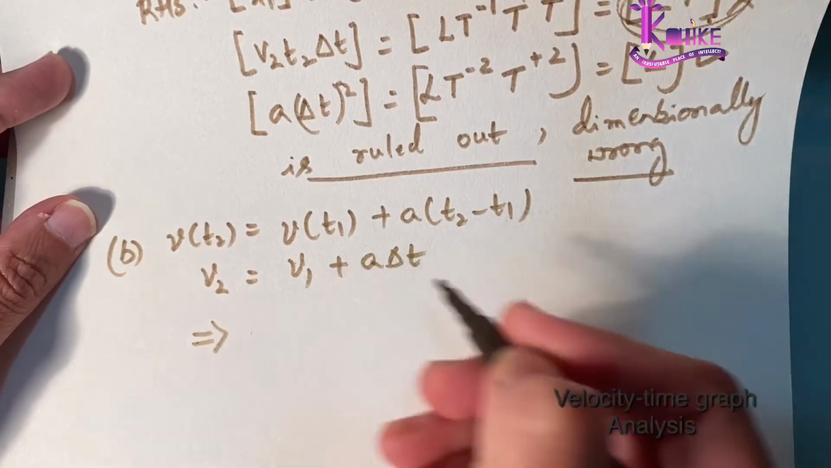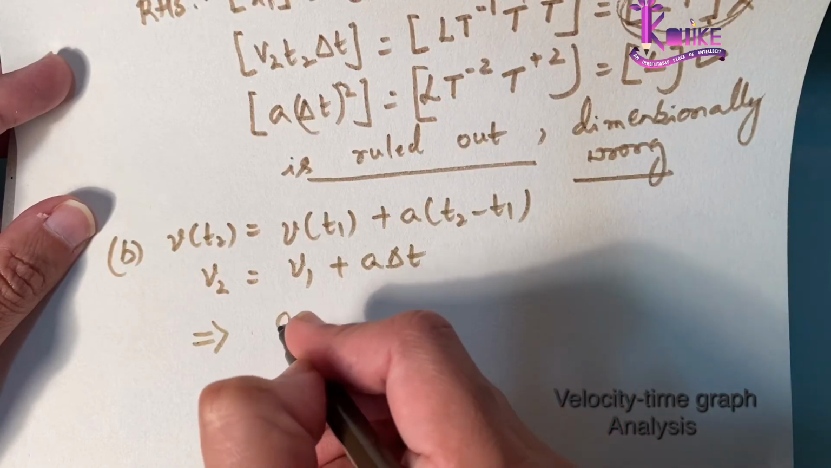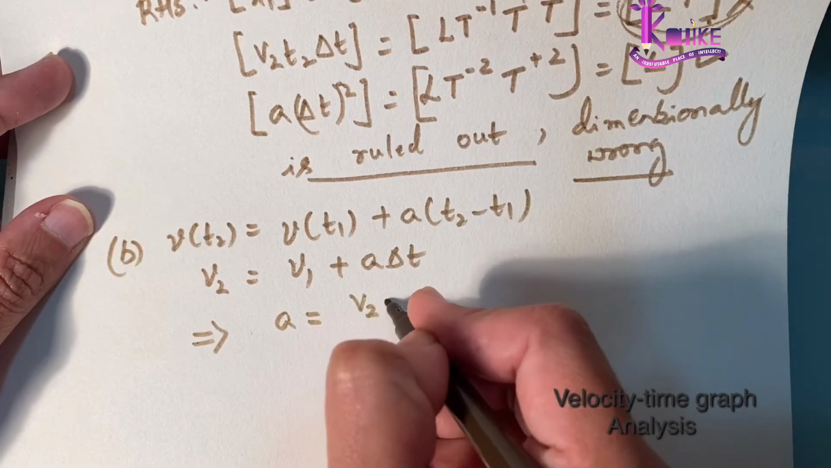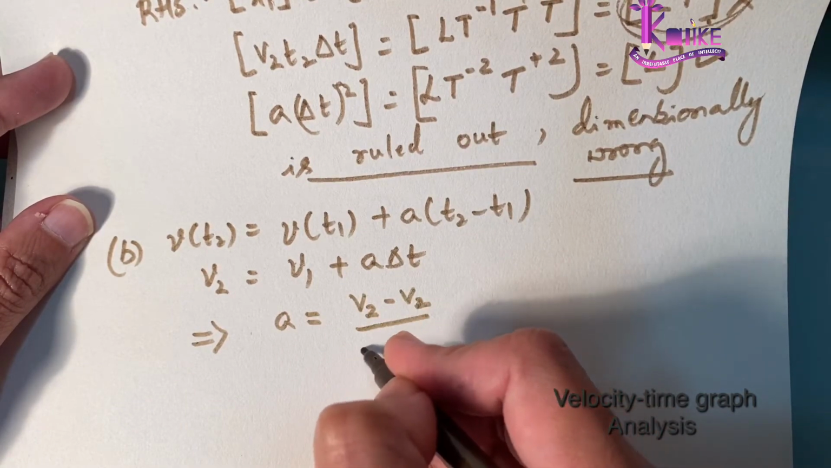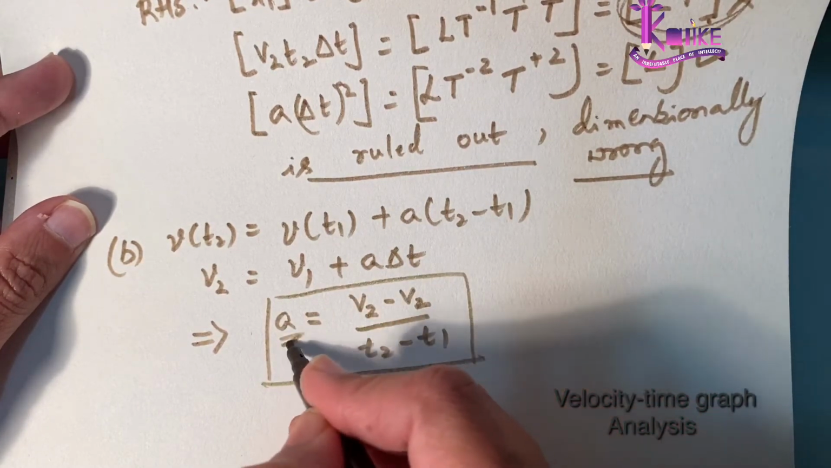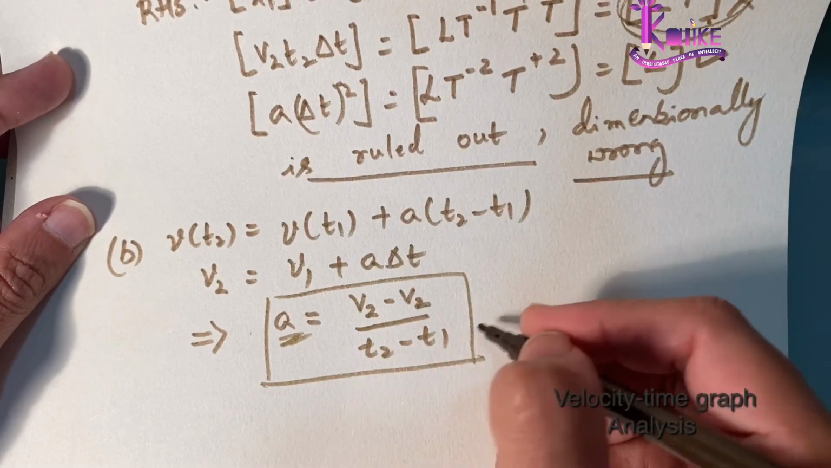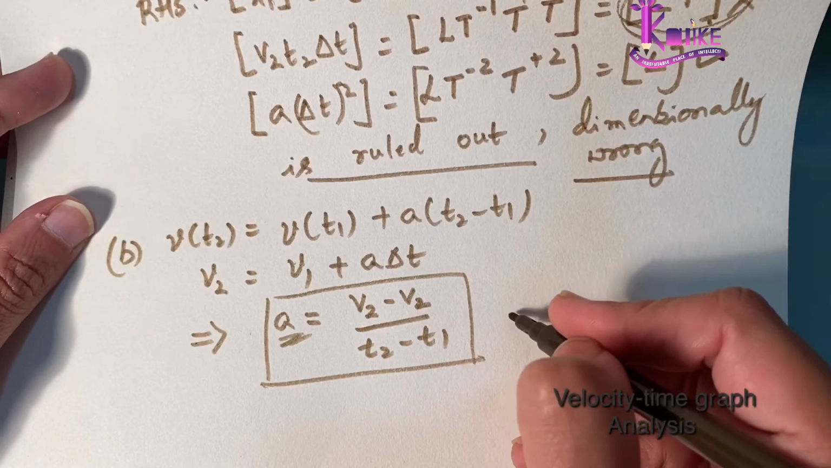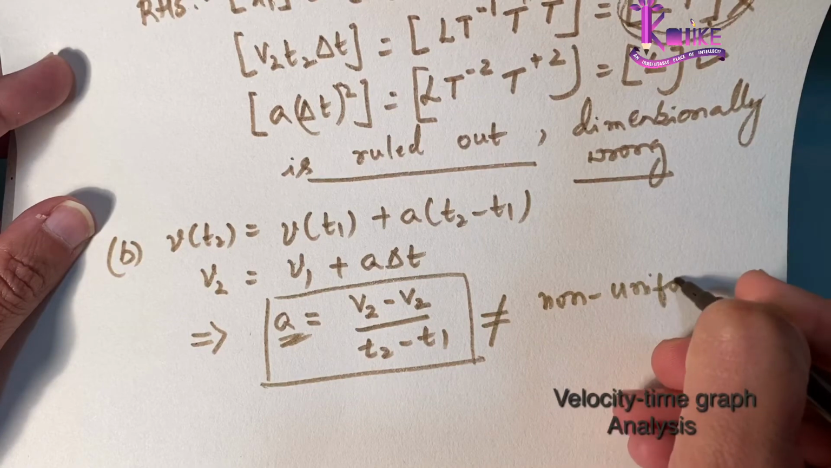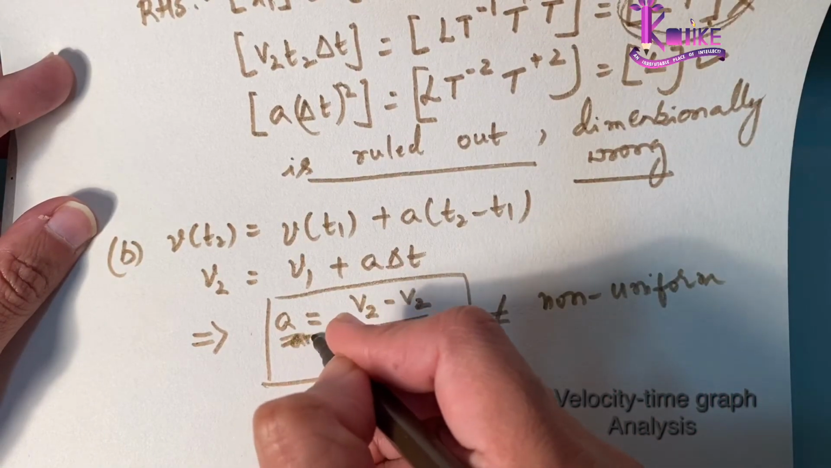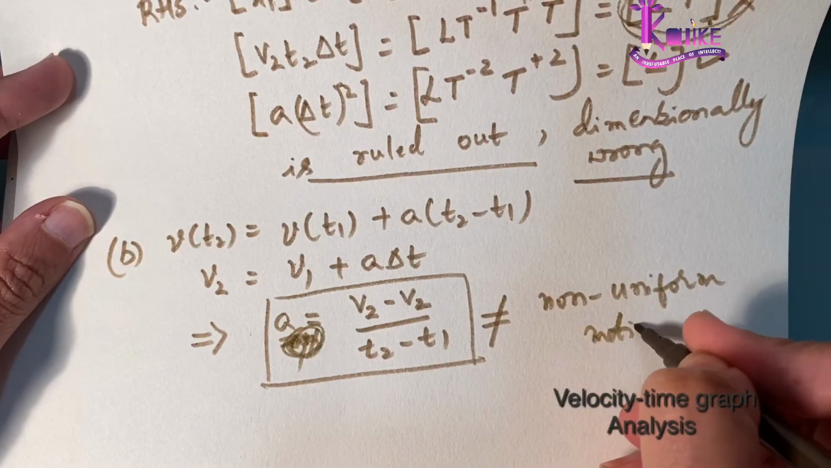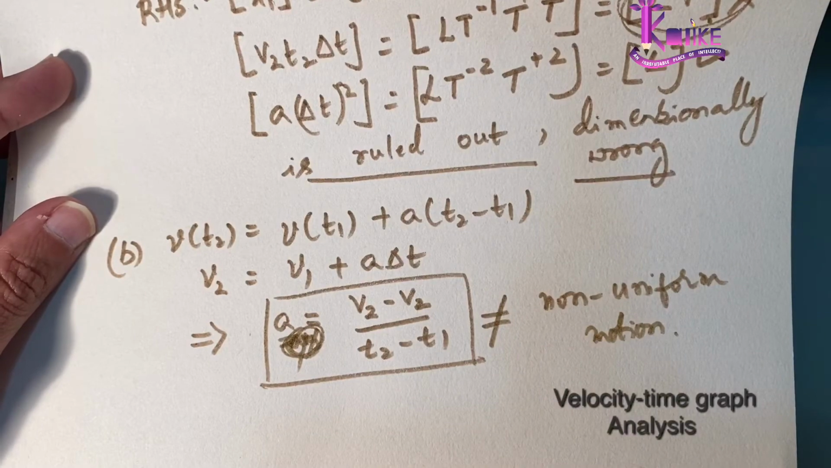So in other words, this can also be written as A is equal to V2 minus V1 divided by T2 minus T1. But yes, here it does not mention whether it is average acceleration or anything. You see from the graph it's a non-uniform motion, so this does not represent non-uniform motion. For non-uniform motion, you can only find the average acceleration from this equation. So it does not mention, so this does not represent a non-uniform motion. So B is also ruled out.